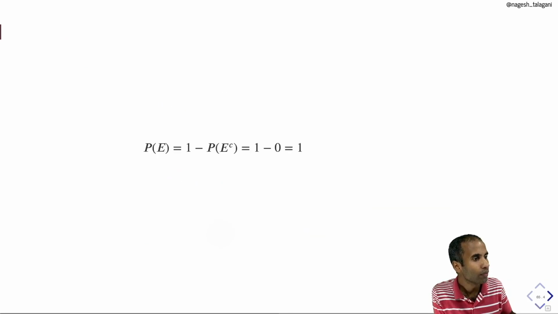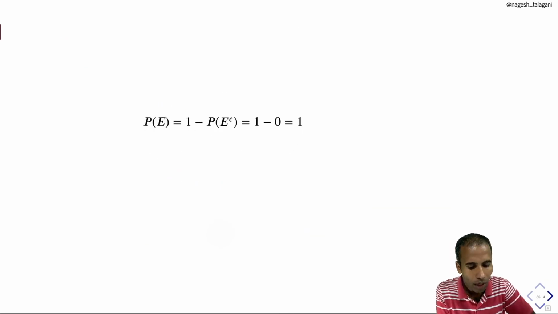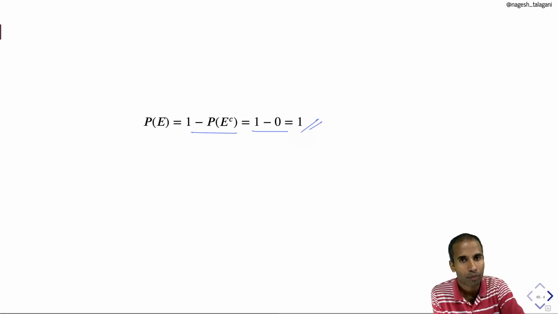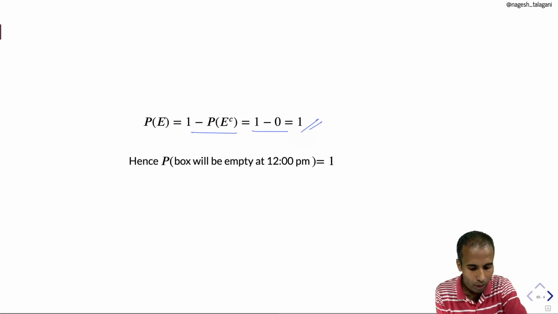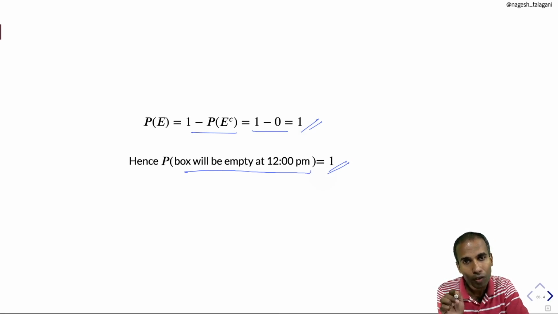Now, the probability of E is going to be 1 minus the probability of E complement, which is 1 minus 0. So the probability of E is going to be 1. So hence the probability that the box will be empty at 12 p.m. is 1. With probability 1, the box will be empty at 12 p.m. Fine?